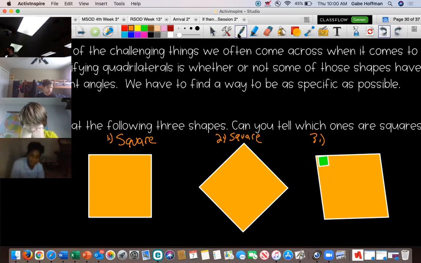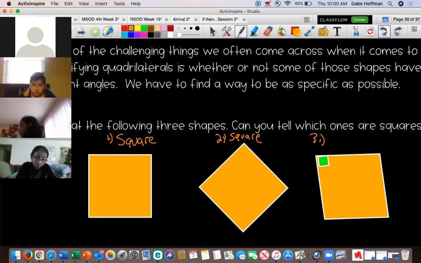What do I call a quadrilateral with two sets of parallel sides, but it doesn't have any right angles? What do I call that shape? Alex J, what do you think I call that one? A parallelogram. Very good. Parallelogram, right?